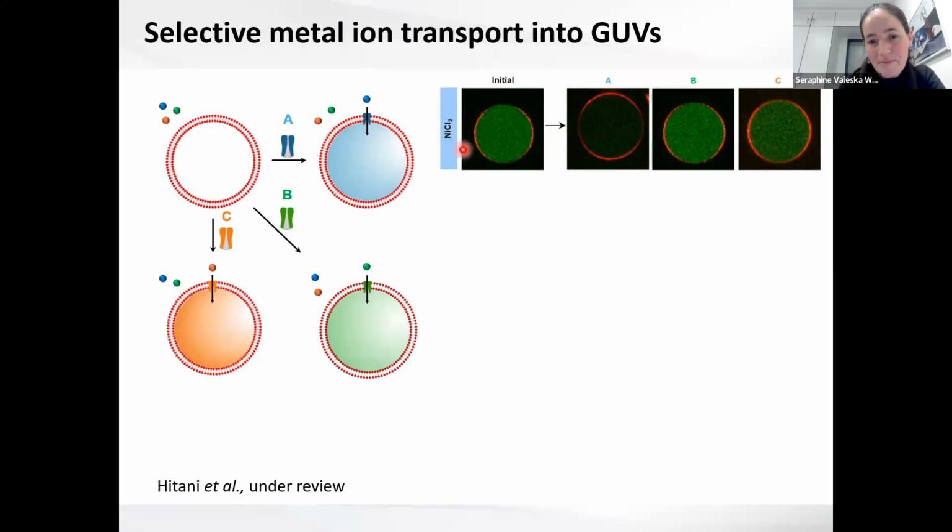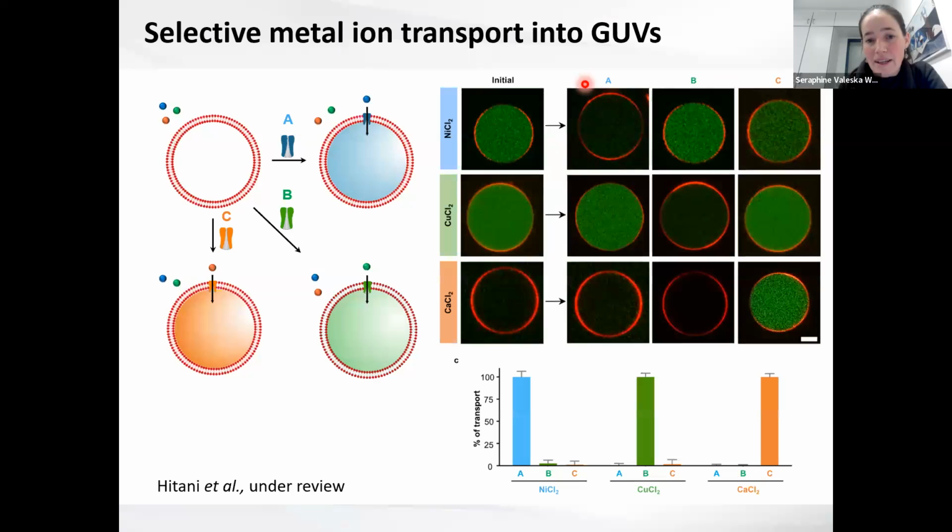So here we have a vesicle. Again, the membrane is labeled in red, and it's loaded with a fluorescent dye. And when nickel gets inside, the fluorescence is quenched. So now we have here 3 potential ionophores, ionophore A, B, and C. And you can appreciate that only ionophore A induces this quenching in fluorescence, indicating the transport of nickel ions across the membrane.